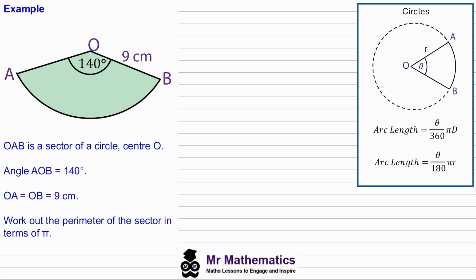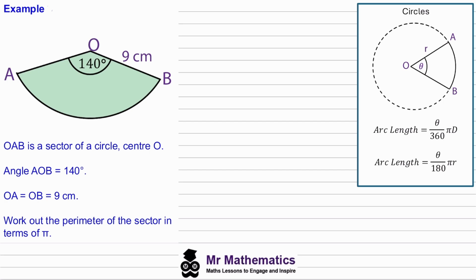So in our next example, we've been given the sector with a radius of 9 centimeters and an angle of 140, and we've been asked to work out the perimeter, which is the distance around the entire edge. And we need to leave the answer in terms of pi. So do you want to give this question a go? You can come back when you're ready.